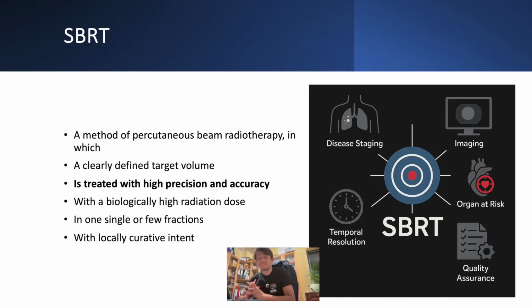SBRT is delivered with extremely high precision, including patient immobilization with dedicated devices and accurate imaging of the tumor. If you treat, for example, a liver, you will need an MRI, and of course accurate imaging of nearby organs at risk. Conformal planning, IGRT (image-guided radiotherapy), motion management for moving targets, for example in the lungs or in the liver, and dedicated QA to make sure everything is spot on.